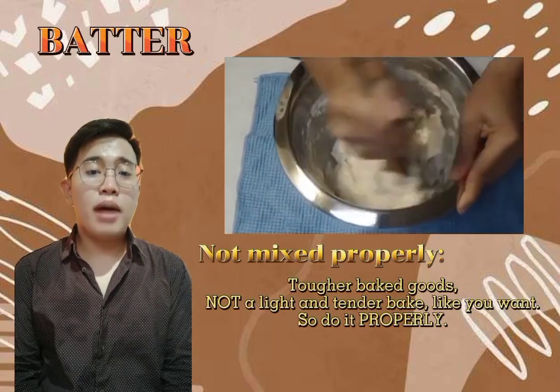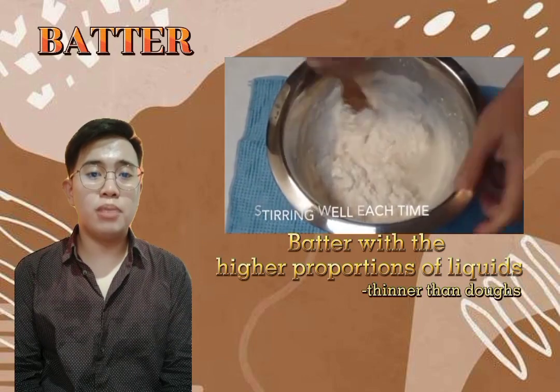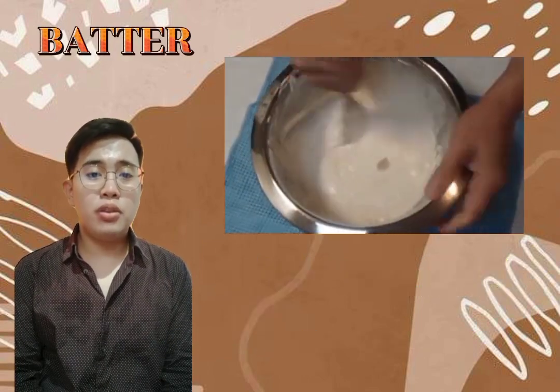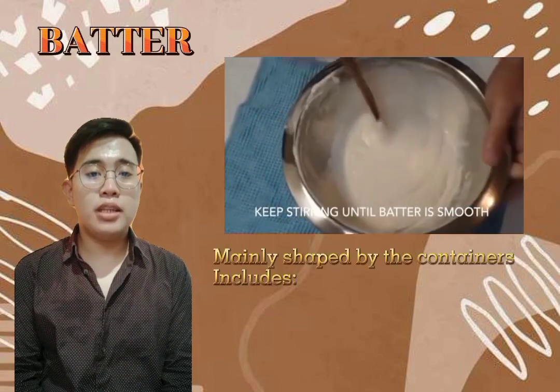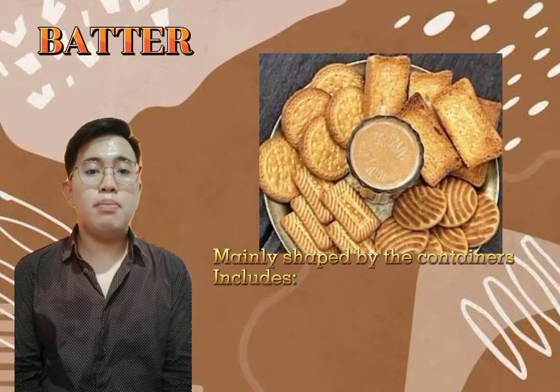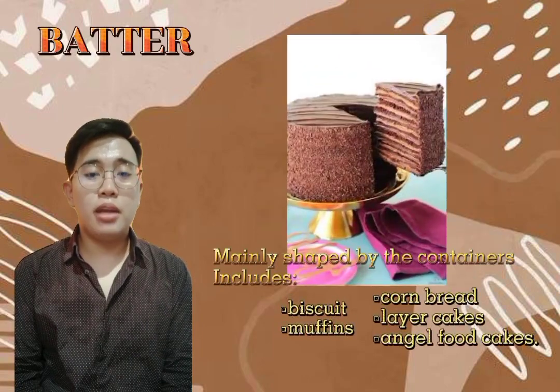Batters with higher proportions of liquids are thinner than doughs, and can be stirred, poured, and dropped from the spoon, so that baked goods made with batter are mainly shaped by the containers in which they are baked, and they include biscuits, muffins, cornbread, layer cakes, and many more.